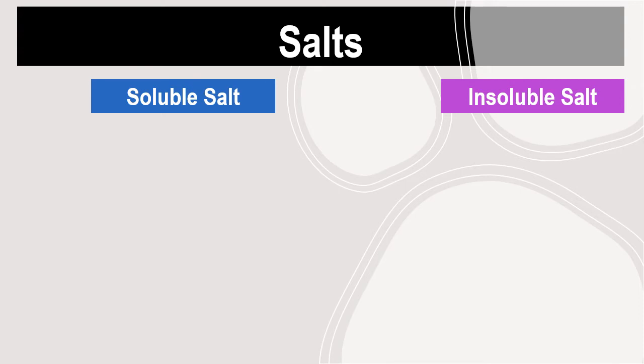Contohnya, all NaK salts are soluble. What is NaK? Sodium, ammonium and potassium salts are soluble. Yang insoluble pula macam mana? All carbonate salts are insoluble except for NaK. Sebab tadi kita dah kata NaK adalah soluble salt.